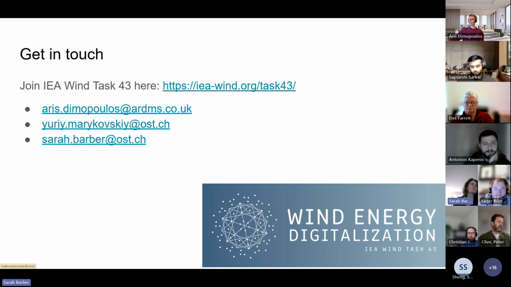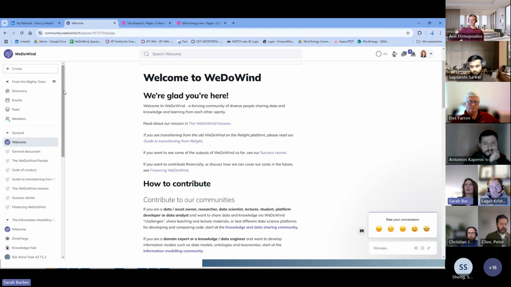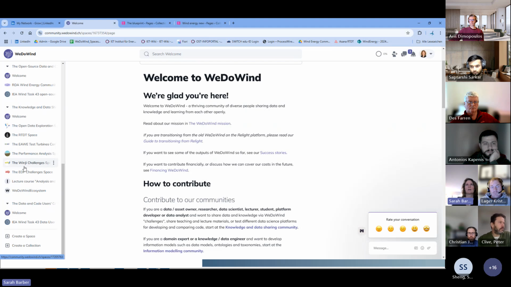Just on Aris's question about access to data, so we are planning. So as I was saying, this open data portal doesn't exist yet. But what we're actually planning to do is just to make a list of data sets or other data platforms that we've come across within We Do Wind. So for example, now this is the actual live page. For example, now you go to some different We Do Wind challenges.